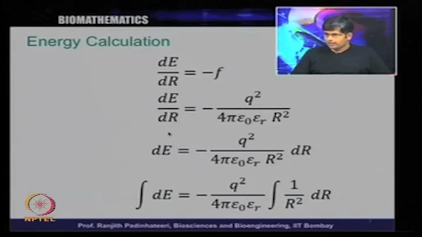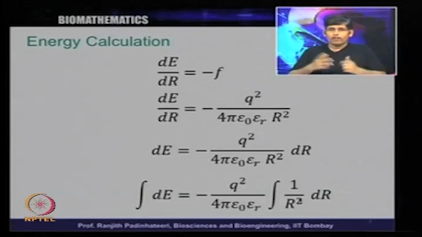So essentially you can take this dr to this side, or multiply both sides by dr, and you get dE is q square by 4 pi epsilon 0 epsilon r r square dr. This is basically rewriting this equation, and now we can integrate both sides. q is a constant, 4 is a constant, pi, epsilon 0, epsilon r, all of them are constants. So you can take out all of this, and you have just the integral of 1 over r square dr.